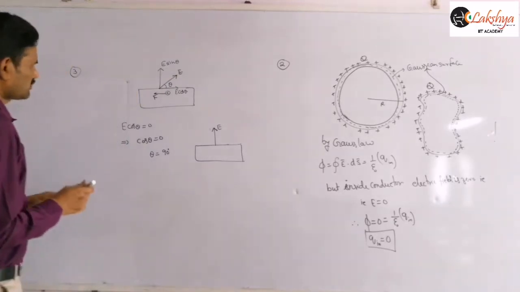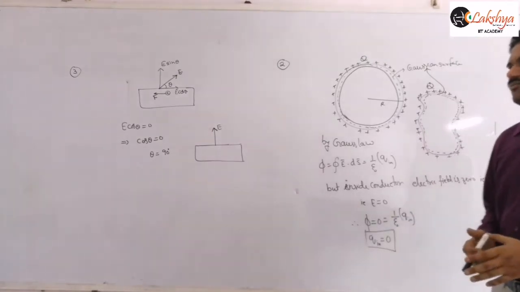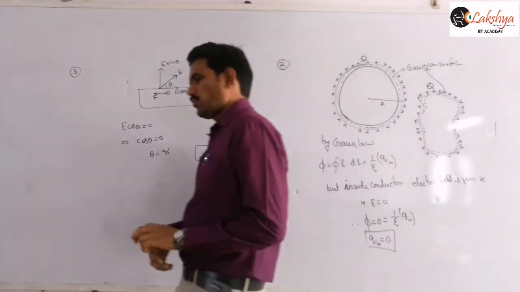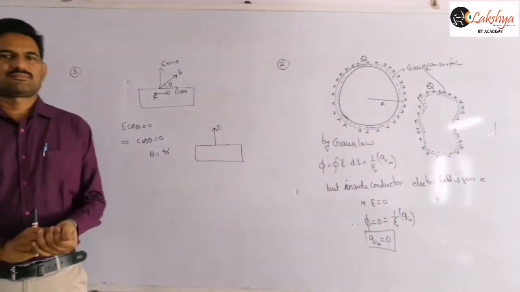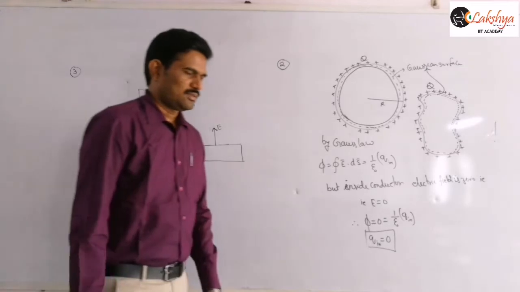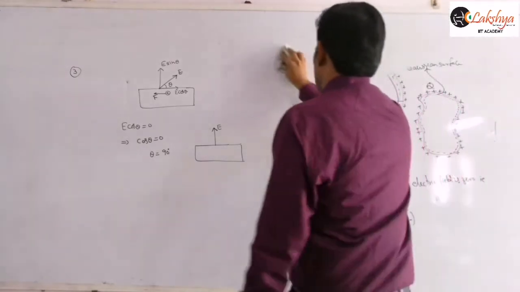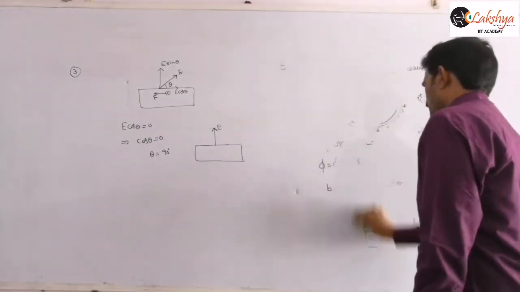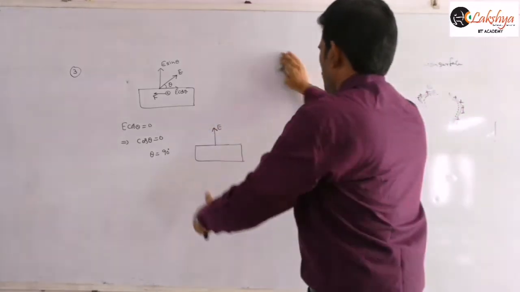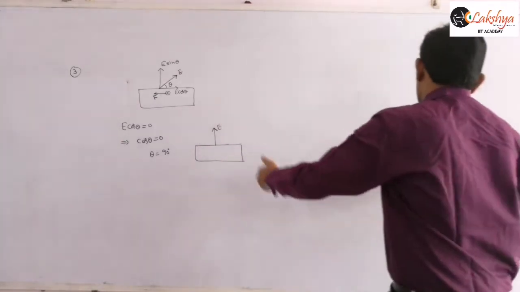So write that as the third point. The electric field at any point on the surface of a conductor is always normal to the conductor. And if you want an explanation, then you can write it here. I think the explanation is not required.